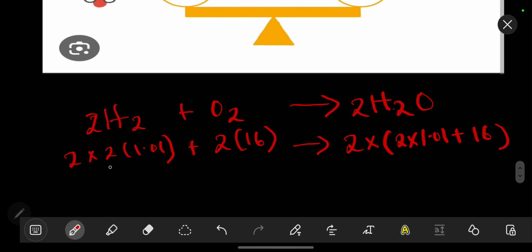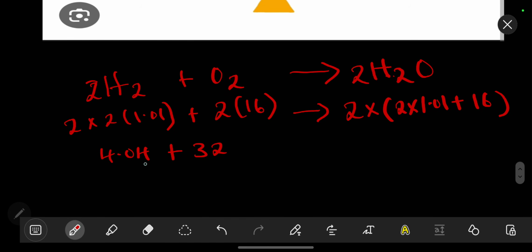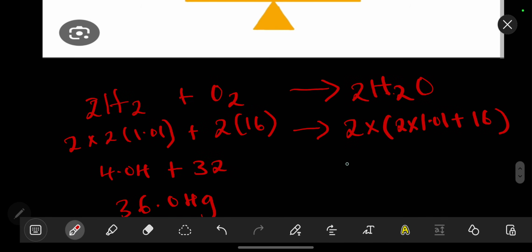So we are going to have 2 times 2 is 4, times 1.01. That will give us 4.04. We add plus our 32 there. So this is the mass of the reactants, which will be equal to 36.04 grams.